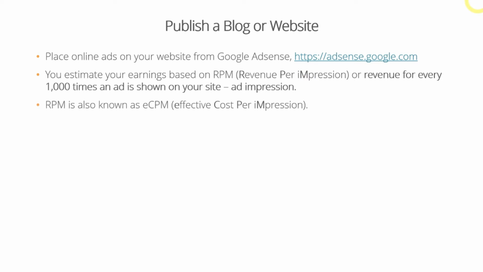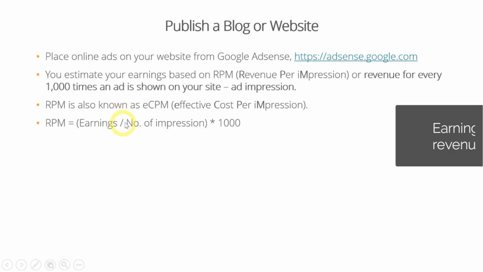RPM is also known as eCPM, or it used to be known as eCPM, which means effective cost per mille. Nowadays they call it RPM, but essentially they both mean the same thing. So how do you calculate your RPM? This is the formula for RPM, which equals your earnings divided by the number of impressions, multiplied by 1,000.